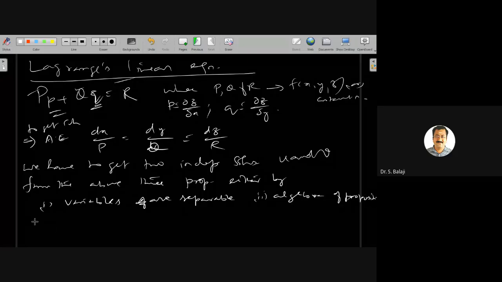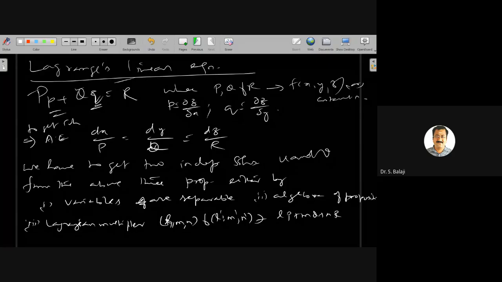Algebra proportion. And number three is Lagrange's multipliers, Lagrangian multipliers. You have to choose l, m, n and l', m', n', such that lP plus mQ plus nR equal to 0, l'P plus m'Q plus n'R equal to 0.